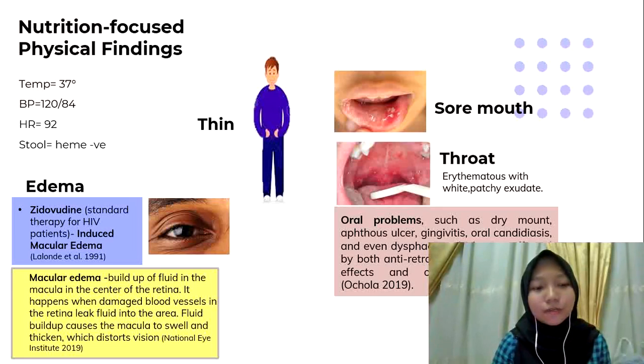The patient with macular edema usually has watery eyes, and the patient has a sore mouth and also a throat that is erythematous with white patchy exudate. And according to current research, oral problems such as dry mouth, ulcer, gingivitis, and oral candidiasis, and so on are the effect both of the antiretroviral therapy and also the side effect of the infections itself.